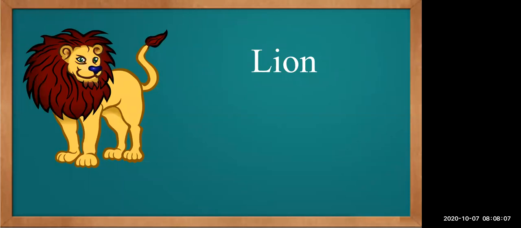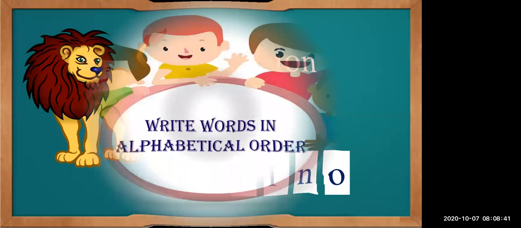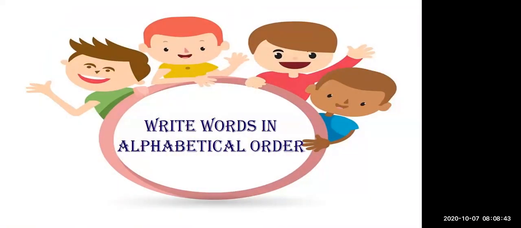Then what is the next alphabet? Yes, the next alphabet is I. After I, which alphabet is going to come, children? I, J, K, L. Yes, can you see L over here? Yes. After L, your next alphabet should be N. And your last alphabet should be O. So in this way, we have arranged the letters from the word in the alphabetical order. Now, I'm going to teach you how to write words in alphabetical order.